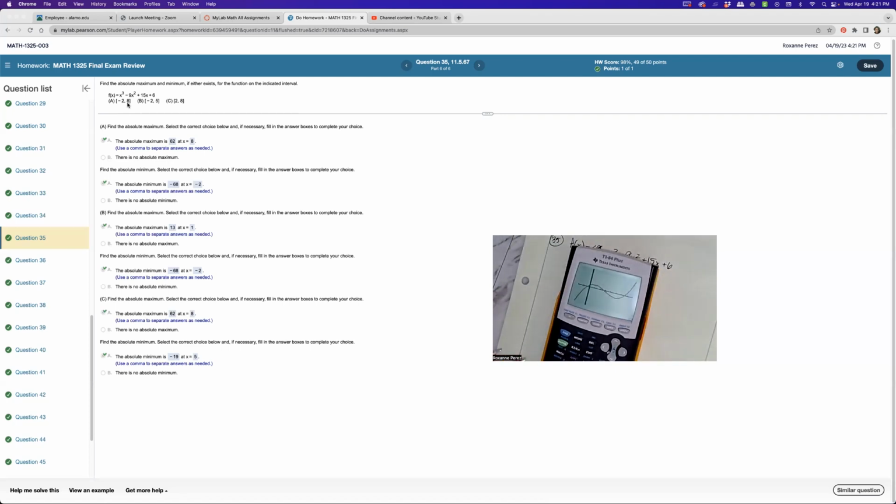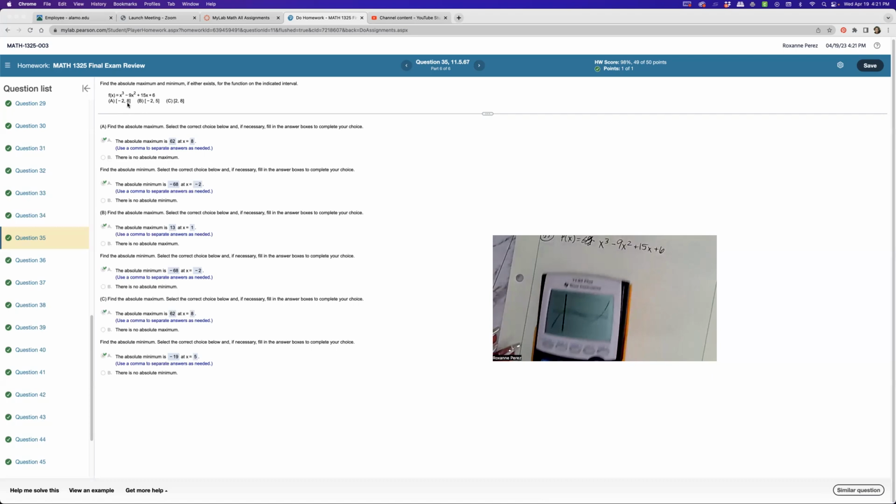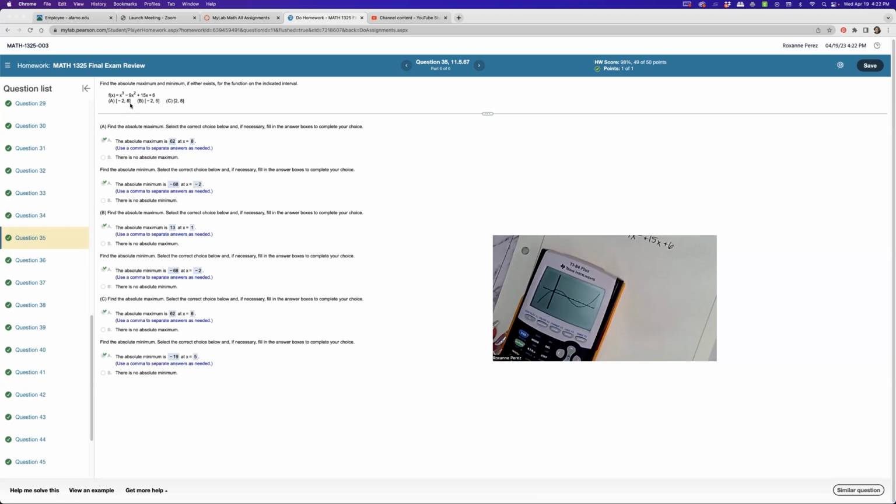Cool. Okay. So here on the first part, Part A, the interval they want us to evaluate is from -2 to 8. So our window is already set to -2 to 8. So let's look at our graph again. Where do we see our absolute maxima? It's over here at 8. So we want to do second trace 1, x equals 8. What is that value? It's 62. Boom. We're done with this first part.